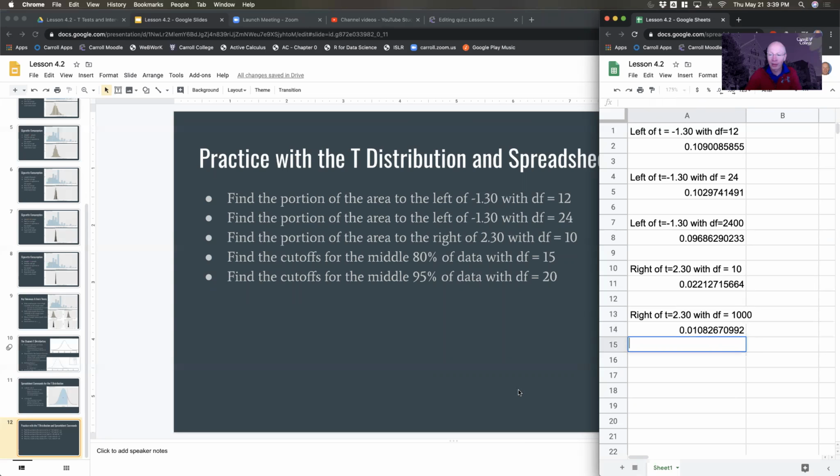Okay, now let's do these last two. I want the cutoffs for the middle 80% with degrees of freedom equals 15. Okay, now the middle 80% is the middle of your distribution. Well, let's see, 80% leaves 20% left over, so that's 10% on either tail. So my lower cutoff has 10% below that. All right, well, that's going to be, well, let's see here. I know there's 10% below.